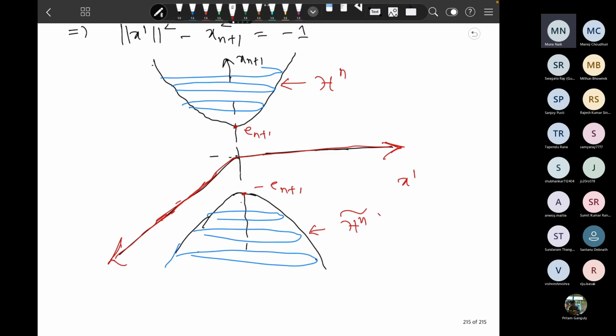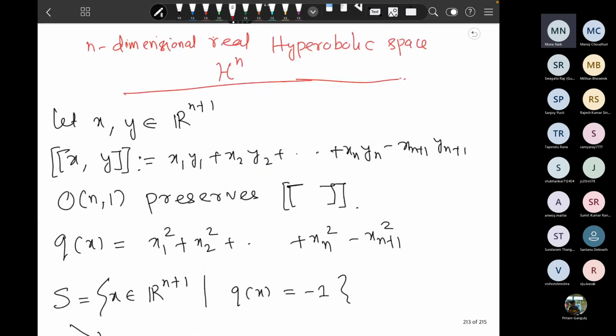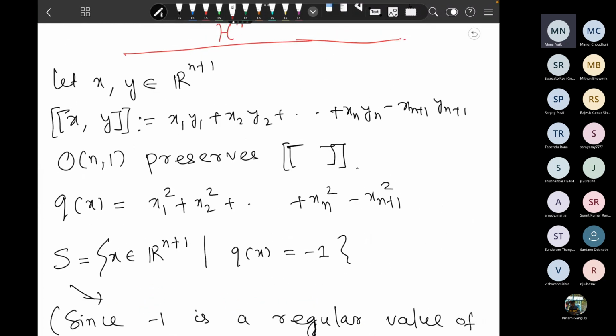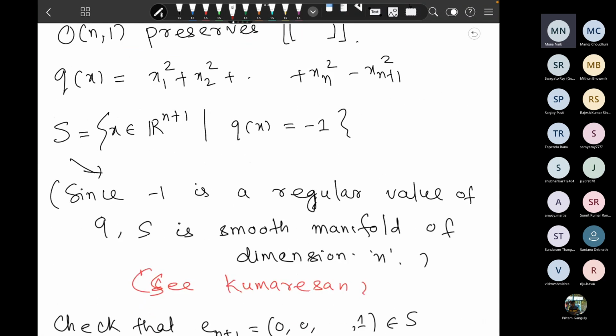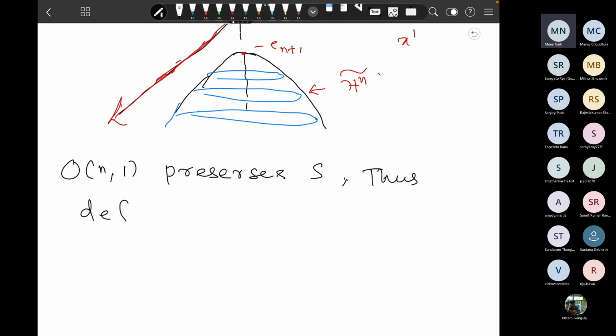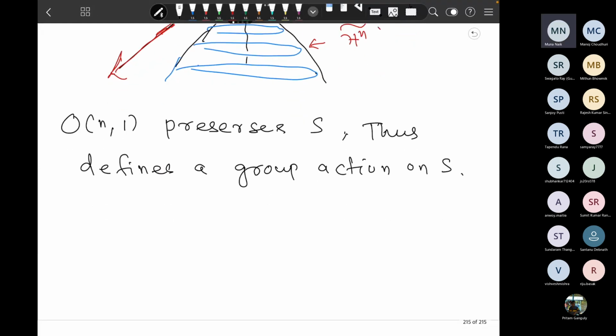So now the thing is, O(n,1) preserves this quadratic form, because the (n,1) matrices preserve the quadratic form. So it is easy to see that SO naught (n,1) preserves S, and thus defines a group action on S.